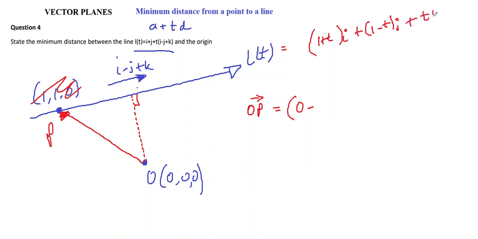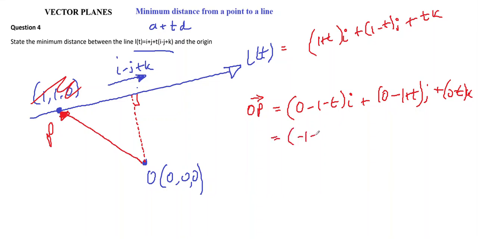plus t in the k, which means from O to P will be (-1 - t) in the i plus (0 - 1 + t) in the j plus (0 - t) in the k, or (-1 - t) in the i plus (-1 + t) in the j plus (-t) in the k. And that will represent any point along this line for different values of t.